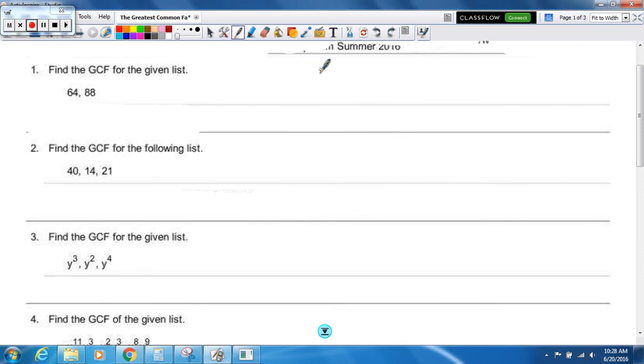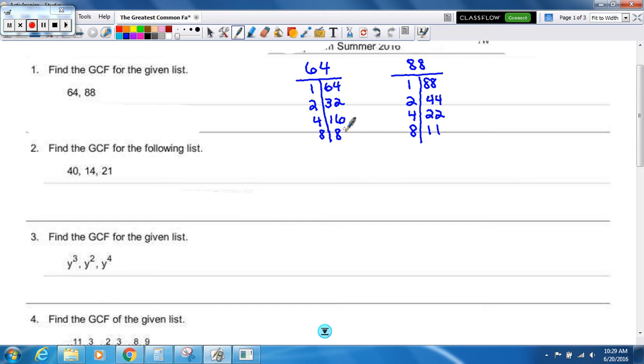Okay, in order to find the GCF between two numbers, you have to make a t-table for each one, such as this. 64 is 1 times 64, it's 2 times 32, it's 4 times 16, and it's 8 times 8. 88 is 1 times 88, 2 times 44, 4 times 22, and 8 times 11. The biggest number on both tables, 8 in this case, is your GCF.